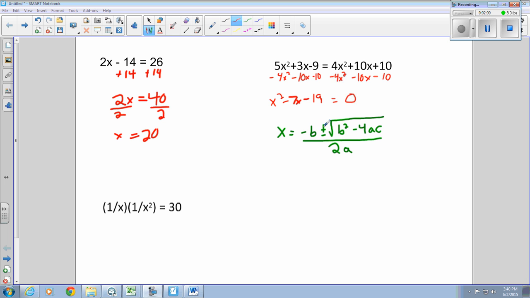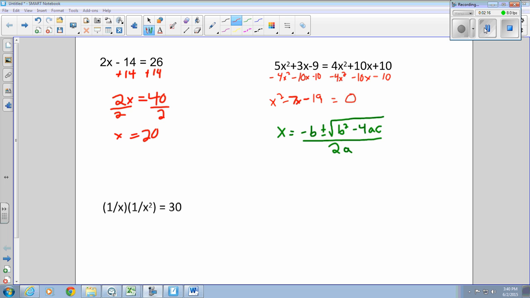X is equal to negative b plus or minus the square root of b squared minus 4ac all over 2a. Apparently there's a song that goes along with that. If you got to sing the song to yourself, go ahead and do it.